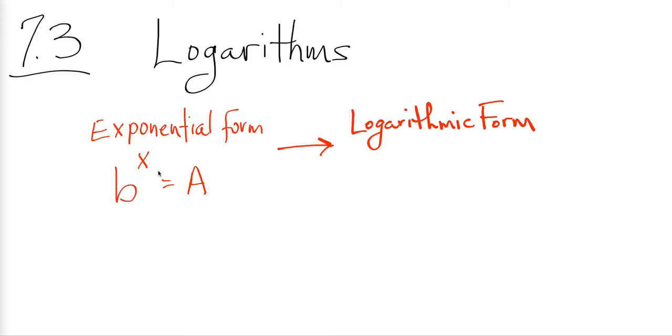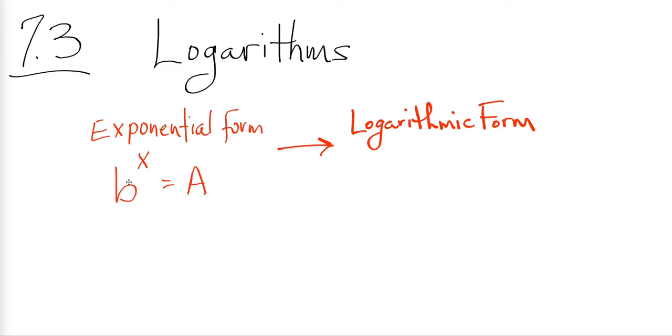Well, logarithms, I don't want to say invented. Sure, invented. It was basically a process invented to solve for an exponent. So in this situation, if you have a base number to an exponent that's a variable equal to some number, we don't really have an opposite to solve it, right?